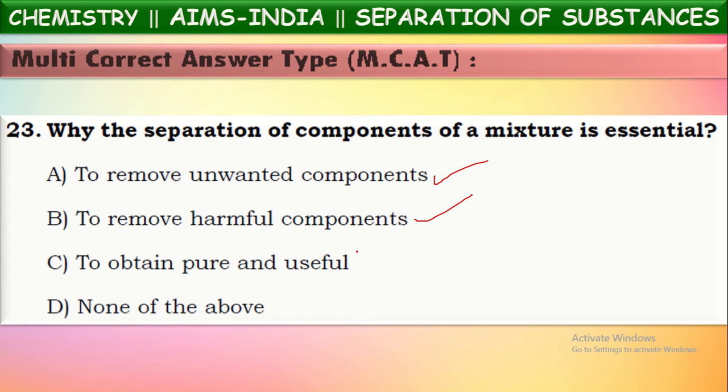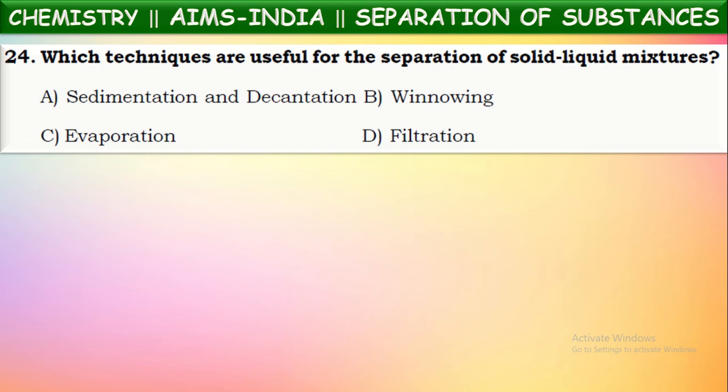Even water also. Before drinking, pure water should be separated from all the impurities present in it. So it is also, we can say, one of the important causes for the separation of mixtures. So what can we say now? These are the essential reasons for the separation of mixtures. So these three are correct. Got it? Next question.